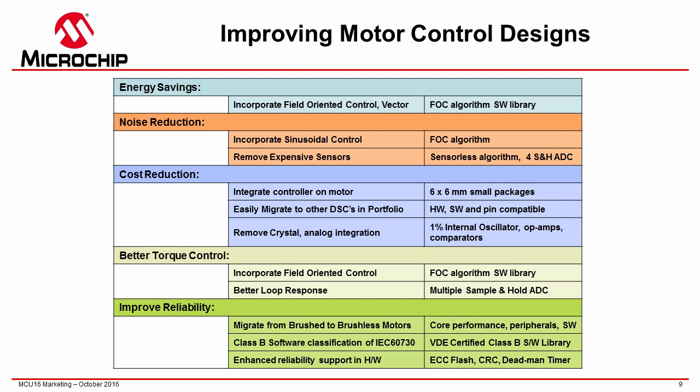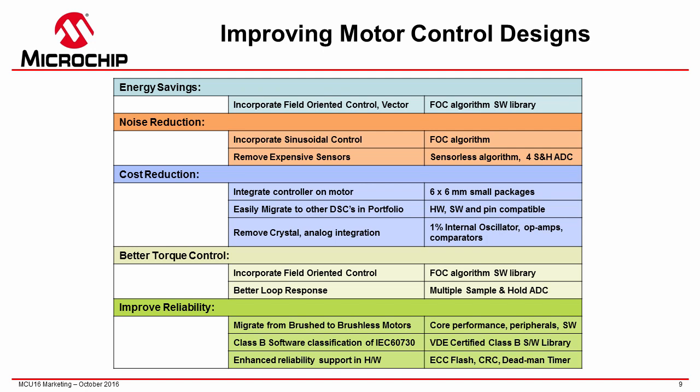Microchip can help with cost reduction. Integrate the controller on the motor in very small packages, 6 by 6 millimeters. Easily migrate between the MCUs. We have a very wide portfolio that is hardware and software pin compatible. Remove the crystal and external analog products from your BOM. We have a very accurate internal RC oscillator, operational amplifiers, and comparators.